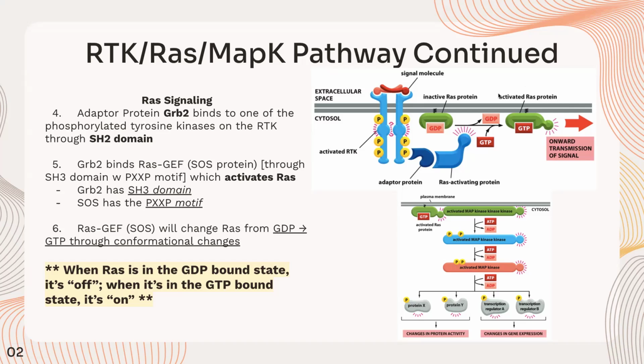And when that happens, it's not like actually switching it. The GDP just gets kicked out. So it goes that way. And then free GTP comes in and takes its place.